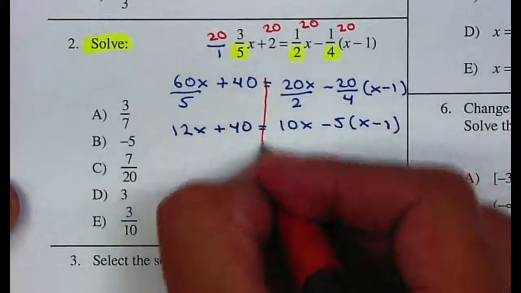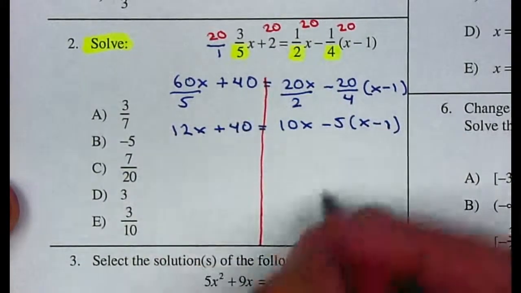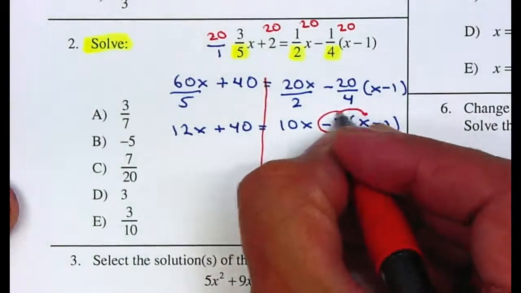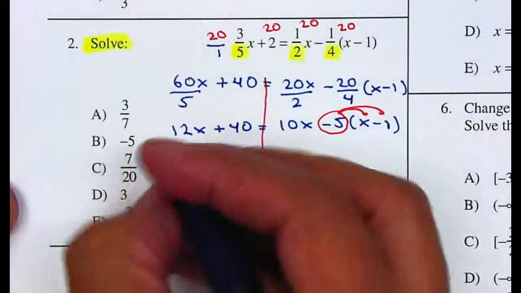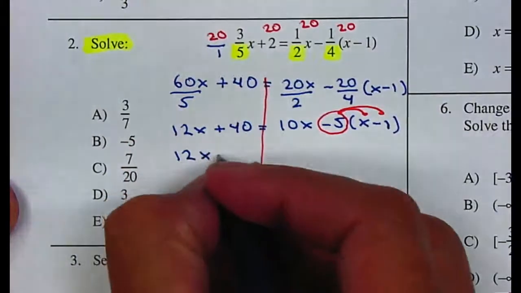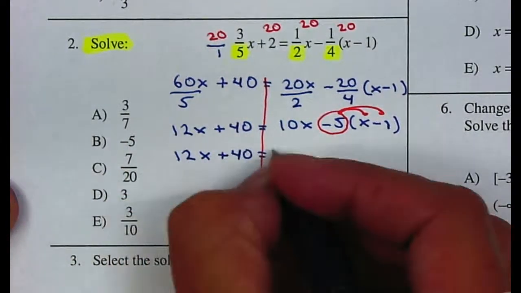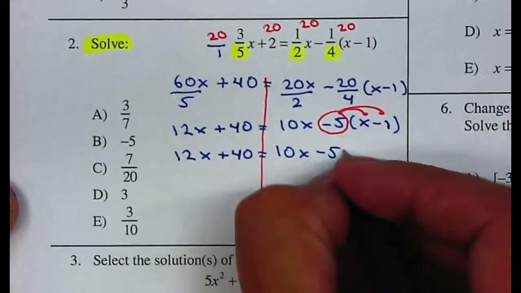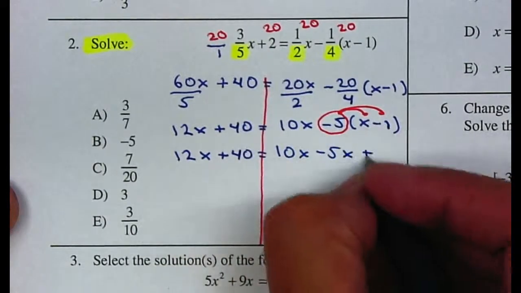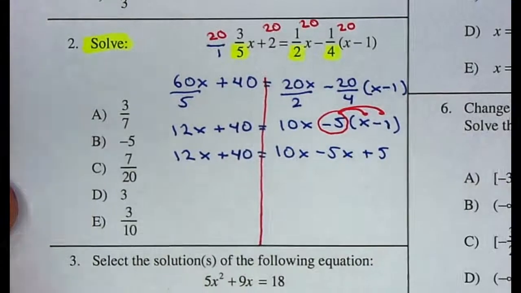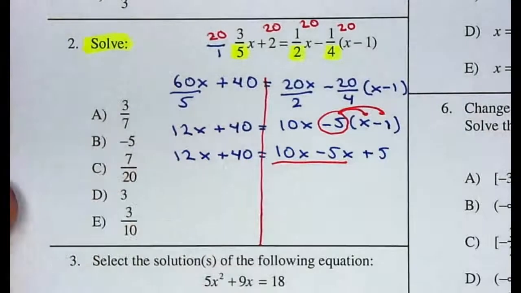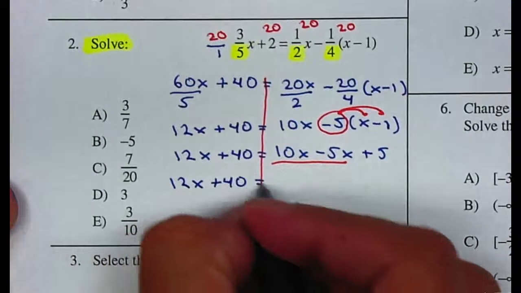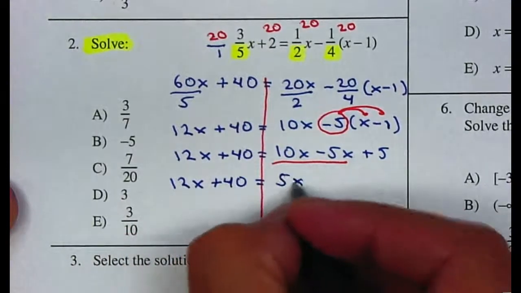Now we have the two sides, and we have a simpler equation. We have parentheses, so the best thing to do is to use the distributive property to get rid of the parentheses. So you have 12x plus 40. That gives me 10x. Negative 5 times x is negative 5x. Negative times a negative is a positive 5. Next, I need to combine like terms. So that will give me 12x plus 40 is equal to 5x plus 5.